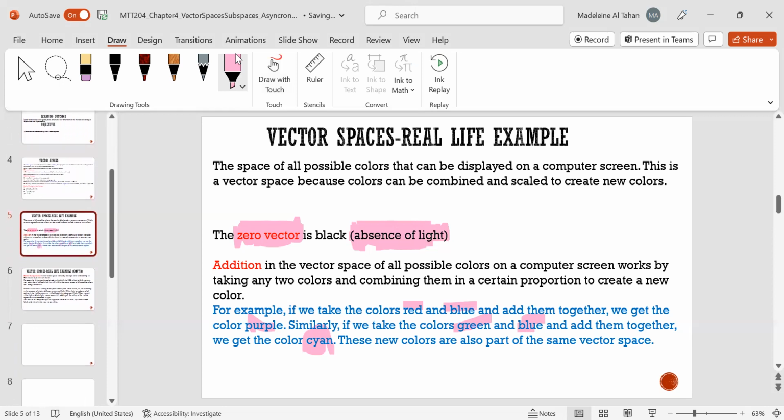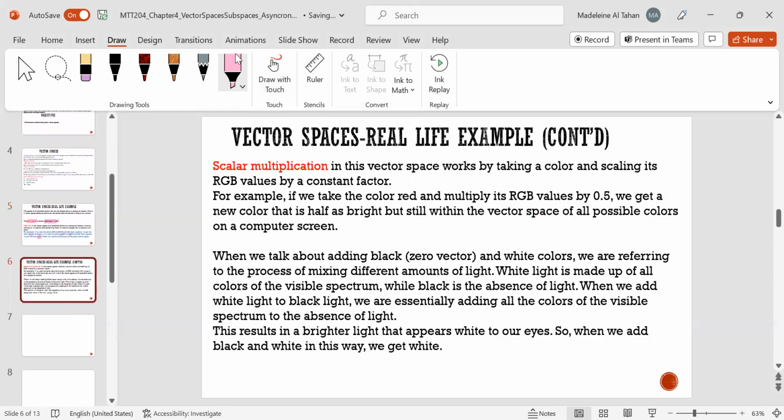What about scalar multiplication? The scalar multiplication in this vector space works by taking a color and scaling its RGB values by a constant factor. So it means that here we are dealing with the lightness of it. If we take the RGB value to be very small, it will be very light. And if we take it to be relatively high, it will be a little bit darker.